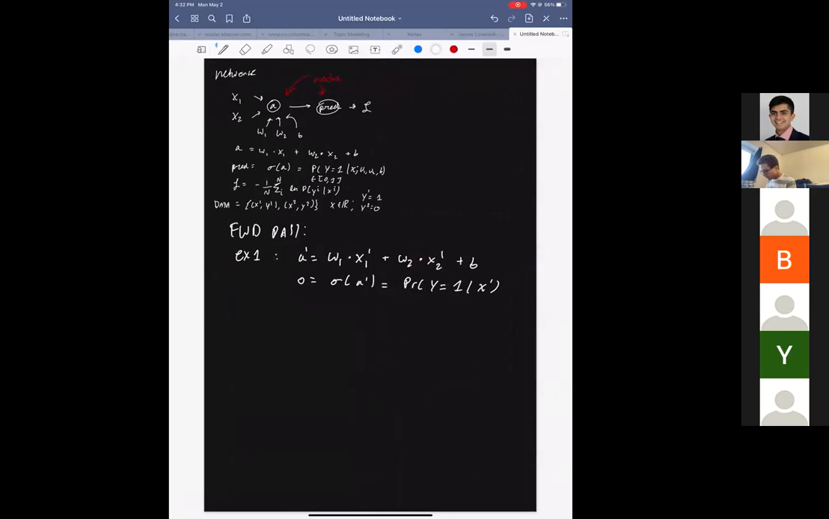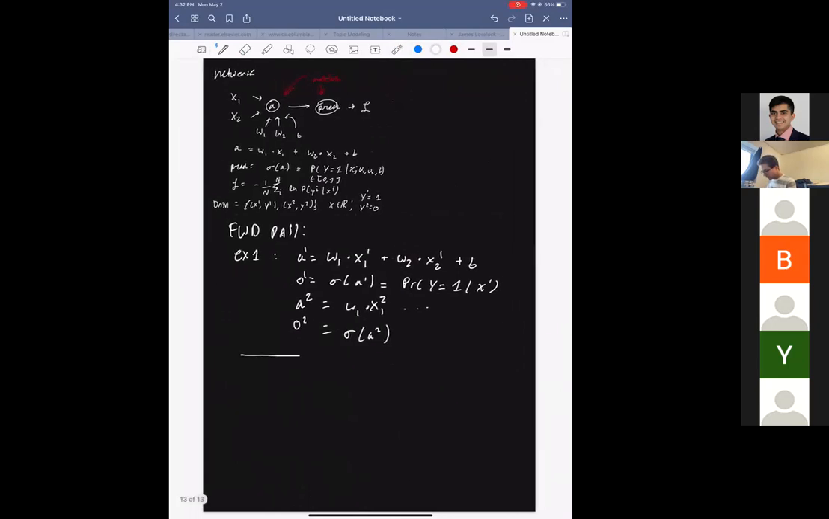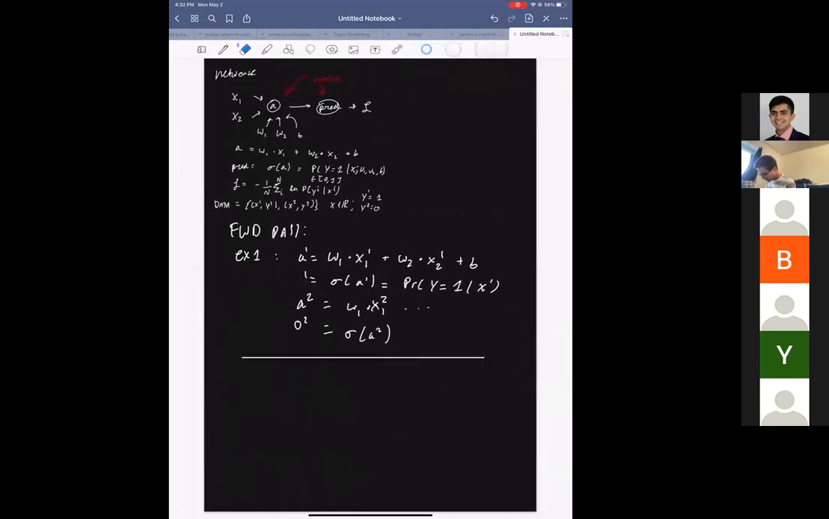Okay, so we do this for both examples, and so this is going to be A2, and O2 is going to be pretty much the same thing, but just instead of x1, it's going to be x2, and then this is going to be the activation on A2, if this makes sense so far. And so this is the first step in getting our predictions. And I'm going to change this to pred because I said I was going to do that.